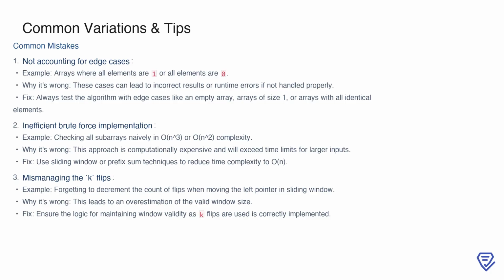Lastly, mismanaging the k-flips is another common error. For example, if you forget to adjust the count of flips when moving the left pointer in the sliding window, you may overestimate the valid window size. The fix here is to ensure your sliding window logic correctly accounts for flips and maintains a valid window as you iterate through the array.